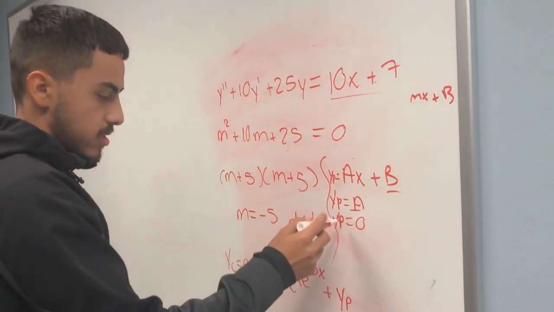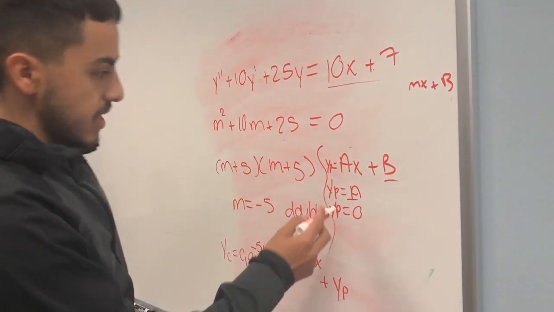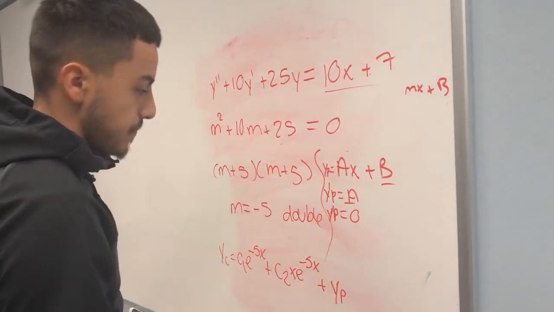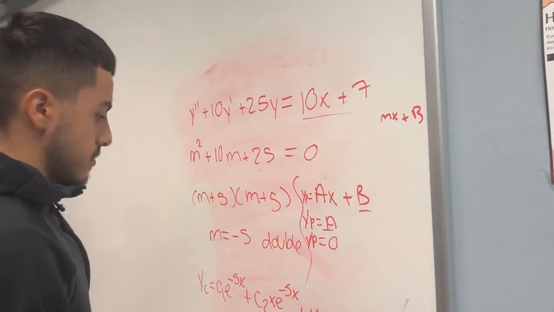Well, wait. What's the derivative of x? Oh, the derivative of x is 1. Yeah. So all you're left with is the a. And then the derivative of a constant is 0. Okay, cool. So now we have all the derivatives of yp.